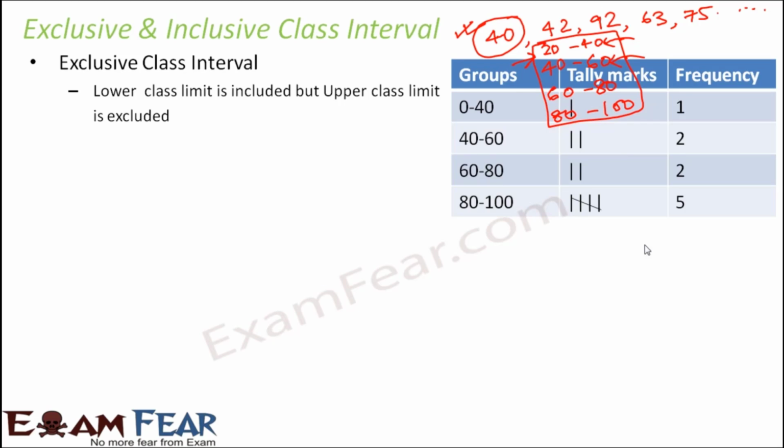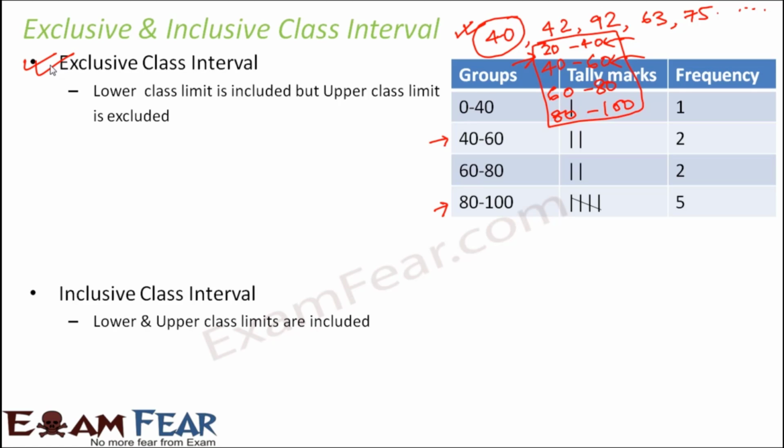So again, let us look at this data. Here this kind of data where we write it as 0 to 40, 40 to 60, 60 to 80. In each of these cases, the upper limit is not included. So whenever you have data like 40, 60 or 80, they will always fall into the next group. Like data 40 will be counted in this group, data 80 will be counted in this group. It will not be counted in these groups because the upper class limit is excluded. So this is called exclusive class interval.